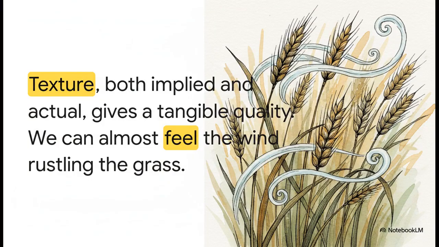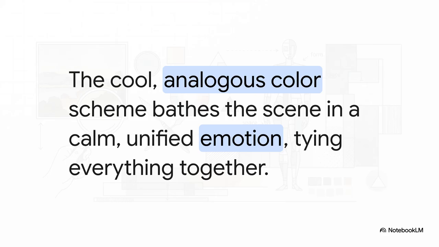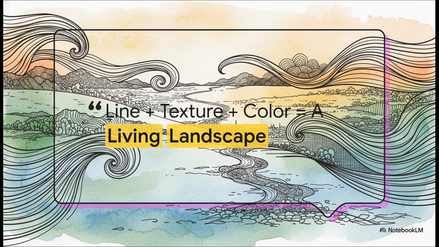Then there was texture. We saw how both the implied texture and that amazing actual texture give the painting this tangible quality. We don't just see the wheat field, we can almost feel the wind rustling through that bumpy, thick grass. And finally, color. We figured out that the cool, analogous color scheme just bathes the entire scene in this really calm, unified emotion. It's the glue that ties everything together into one single harmonious moment. So, case closed. The mystery is solved. It wasn't just one thing, was it? It was the combination of all our clues.